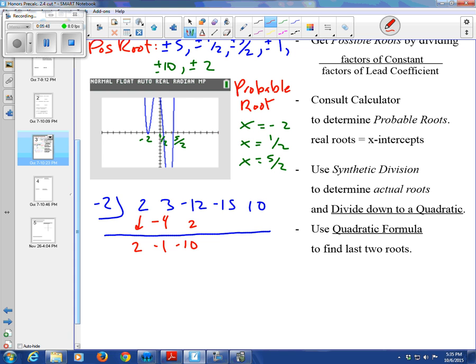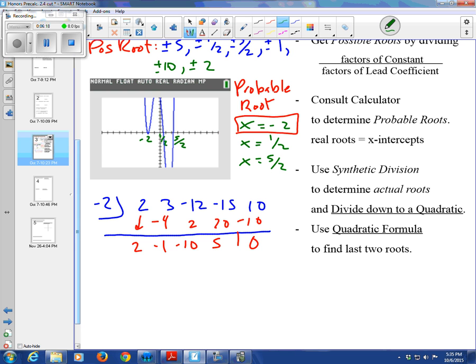Then right here we get -2 times a -10 gives us 20. And we add and we get 5. And now we've got a -2 times a +5, which is going to be a -10, and when we add these two, we get a remainder of 0. So right here, this -2 has turned out to be an actual root. And what we've done here is we have divided out the linear factor that root represents with synthetic division.